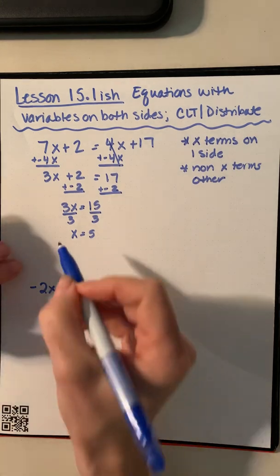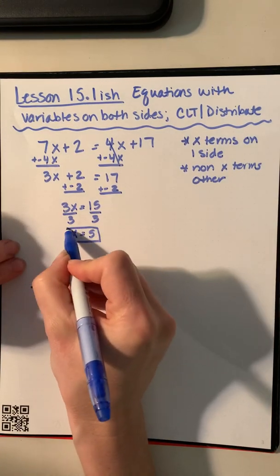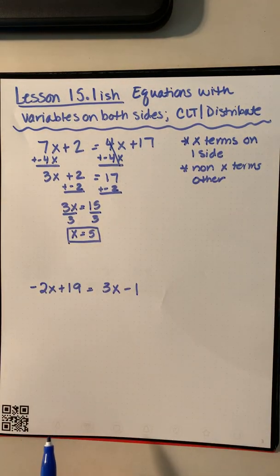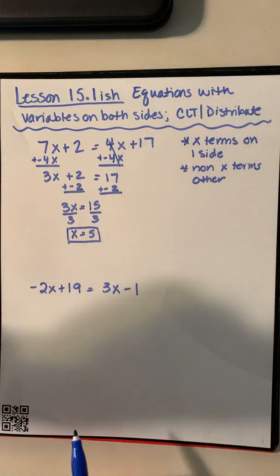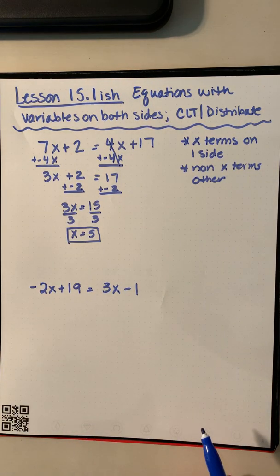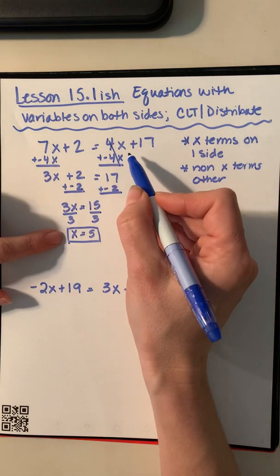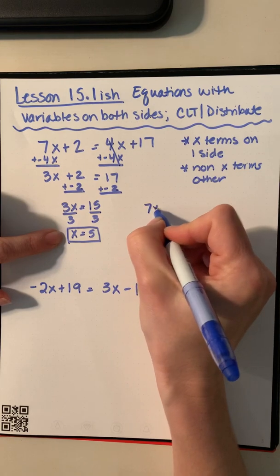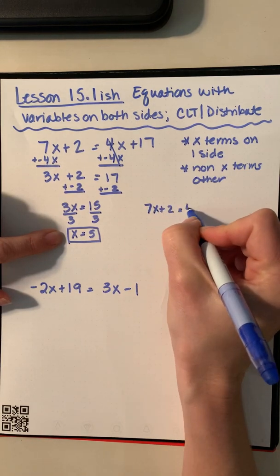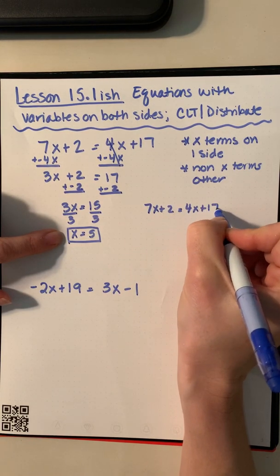So what's really neat about this is I already know my x value. And keep in mind, when I go back to graph these, I need an x value and a y value in order to graph. Well, where do we get my y value? Well, we get my y value from plugging this back into my original equation. So 7x plus 2 equals 4x plus 17.